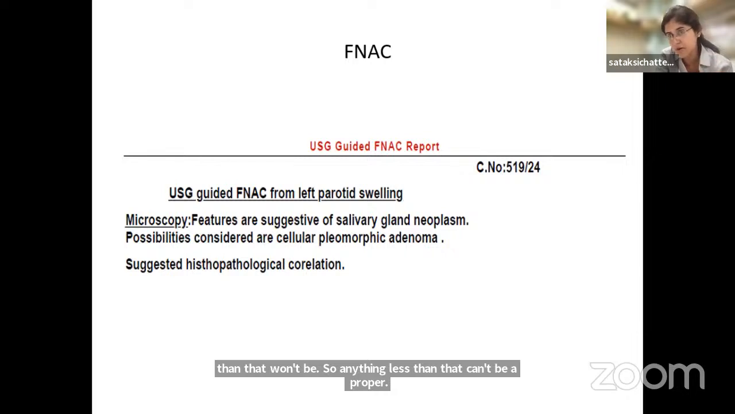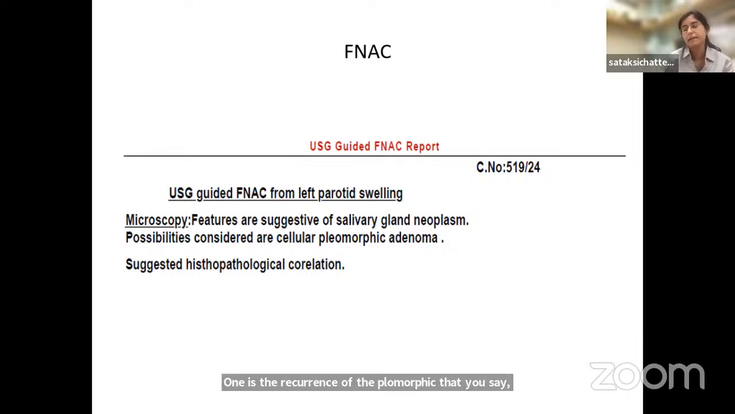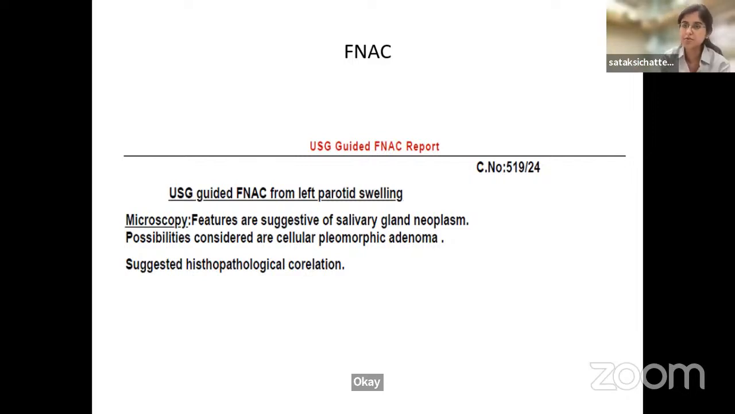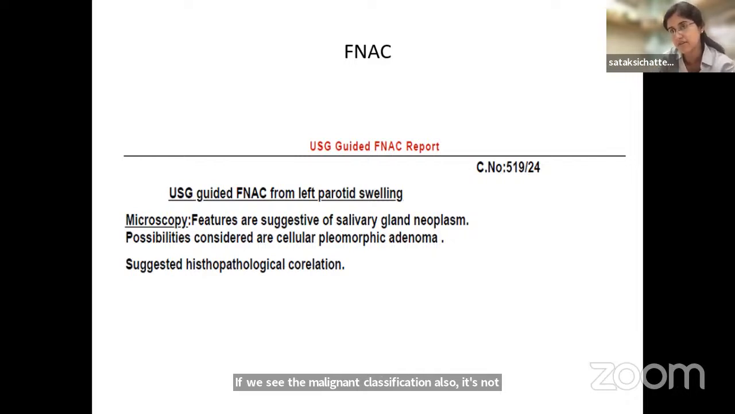One is the recurrence of the pleomorphic adenoma that you said. Any other reason? What Deepak sir was mentioning to you, the Milan system, how we get the salivary reporting. If we see the malignant classification, it's not exactly corroborating like thyroid, though we have the tendency to compare it with the thyroid classifications. So histopathological surprises are more. Even a proven malignancy does not corroborate more than 90% in final pathology. Your tumor is around 4 centimeters in size, so to do anything lesser may be suboptimal if the final pathology is anything different.